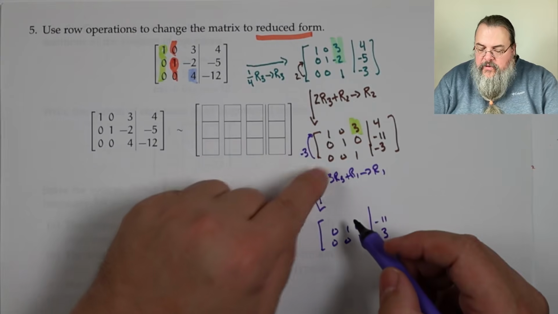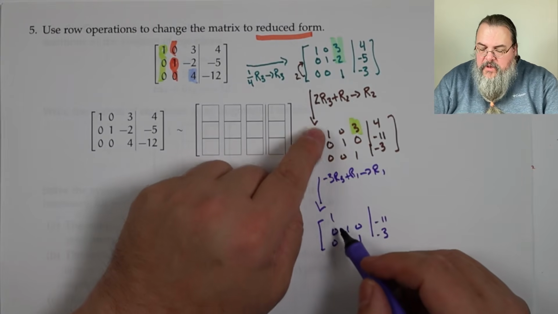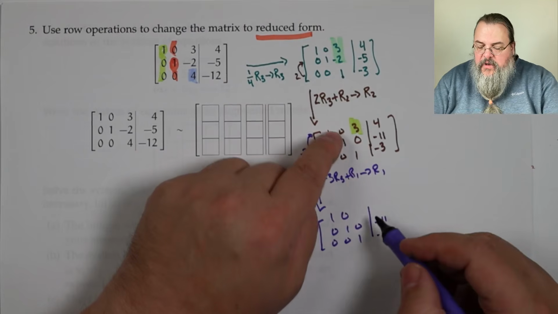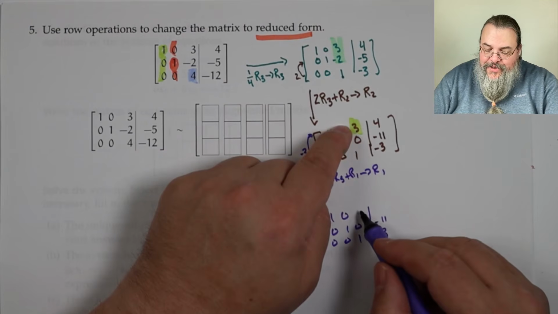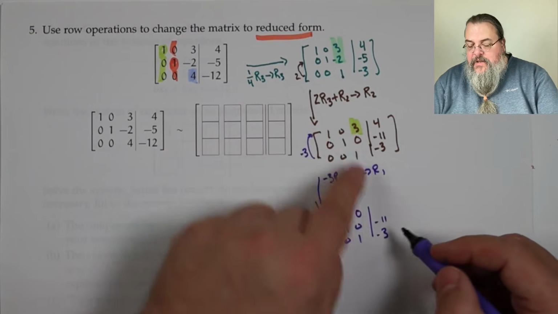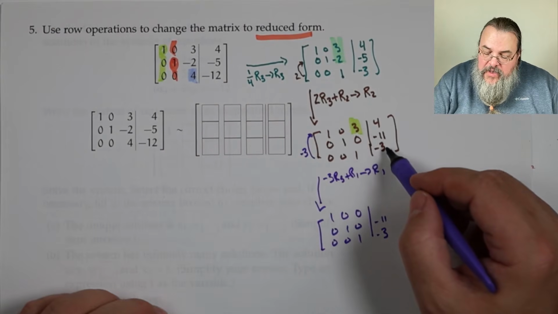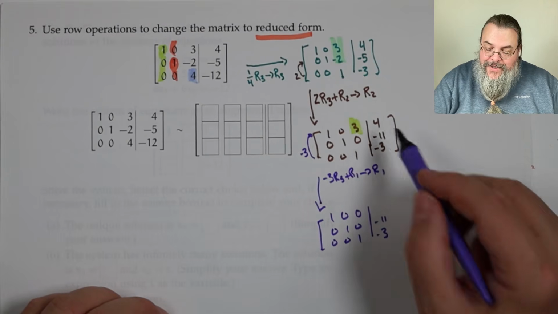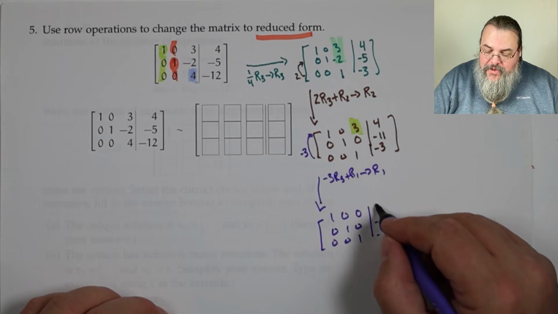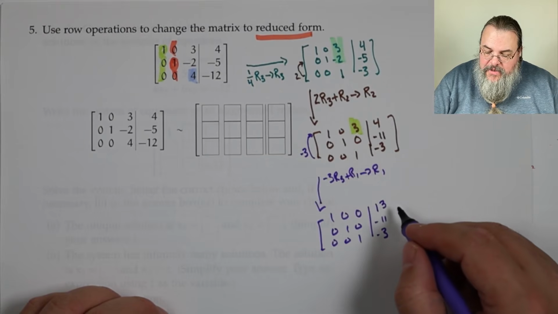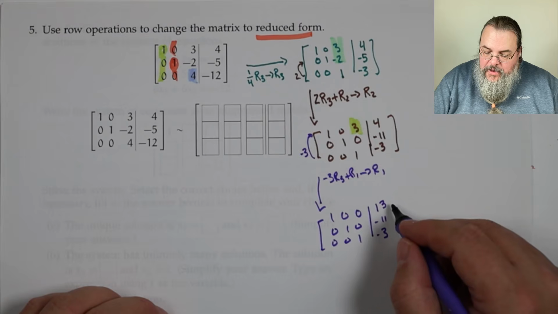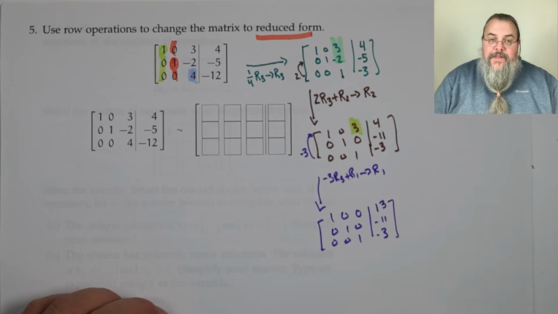Now, 0 plus 1, 1. 0 plus 0, 0. Minus 3 plus 3, 0. Now, minus 3 times minus 3 is 9. Plus 4 makes 13. Oh my goodness. Whew, what a number. But there we go.